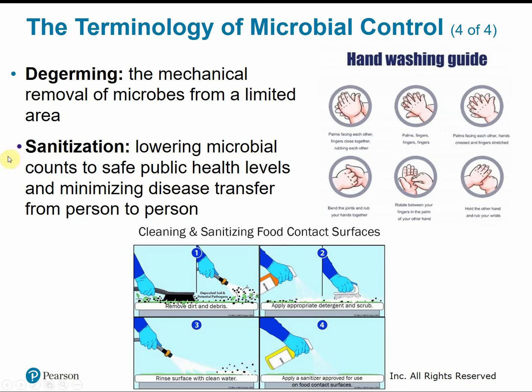Sanitation involves lowering microbial counts to safe public health levels and minimizing disease transfer from person to person. So like in lab, when you have to sanitize your work area at the beginning and end of each lab, so we're applying a sanitizer of approved use, and we're applying physical mechanical force when we wipe the surface.